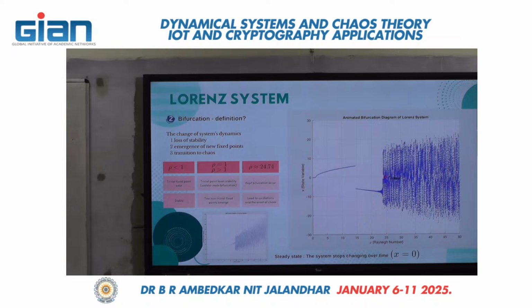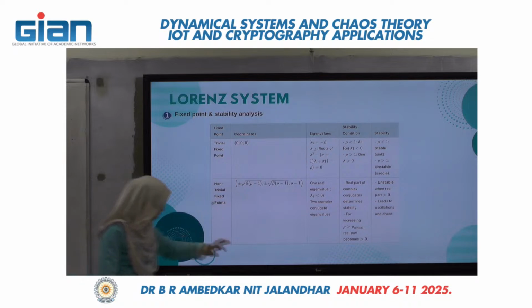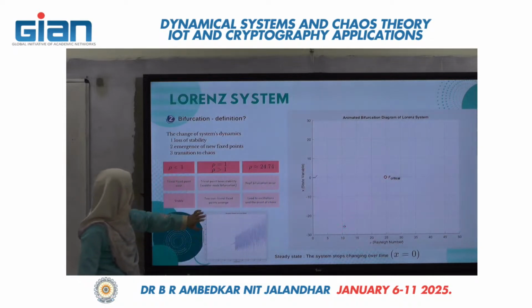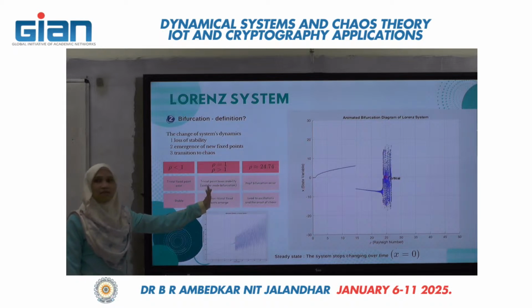Okay, so maybe I will ask why the non-trivial fixed point lost the stability up to this point, up to rho greater than 1. How does the trivial fixed point lose the stability? Why? Why does the fixed point lose the stability?